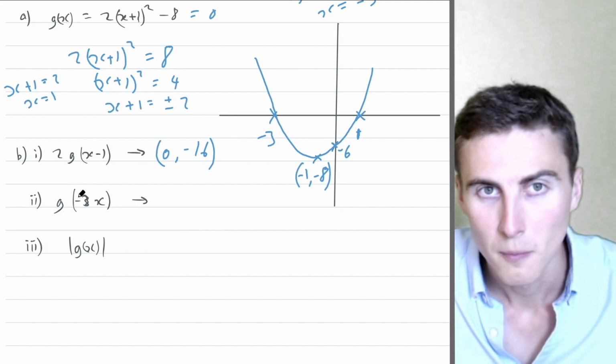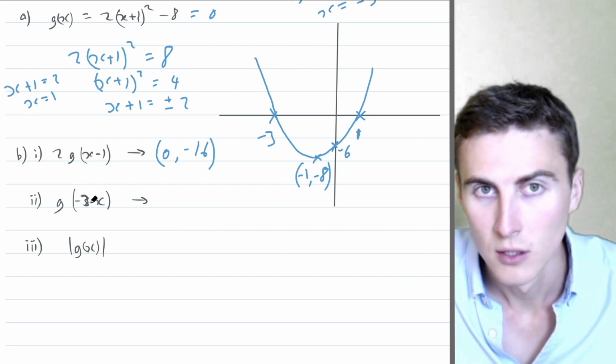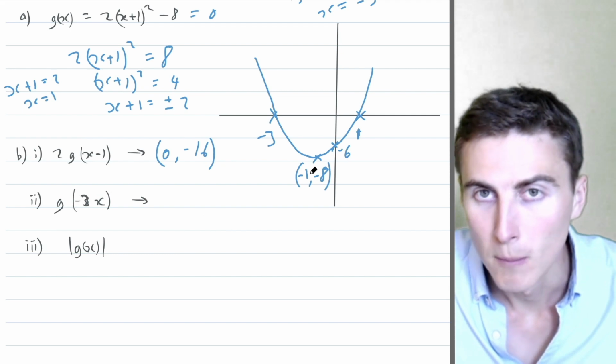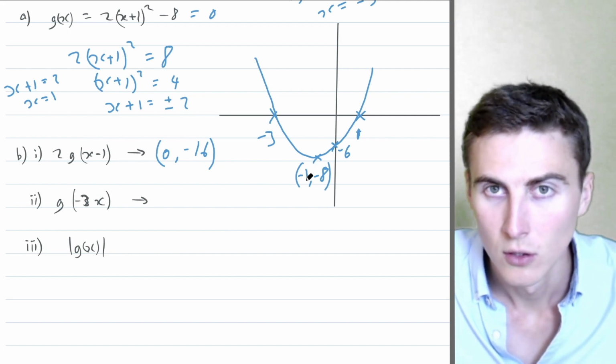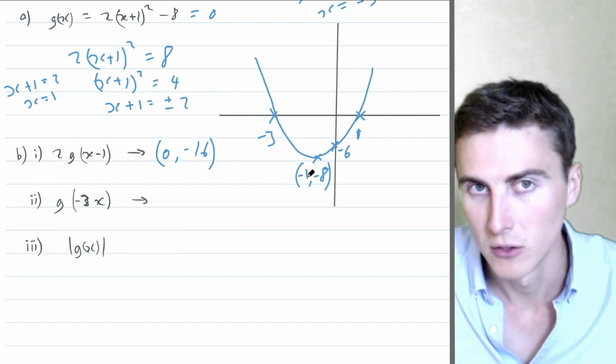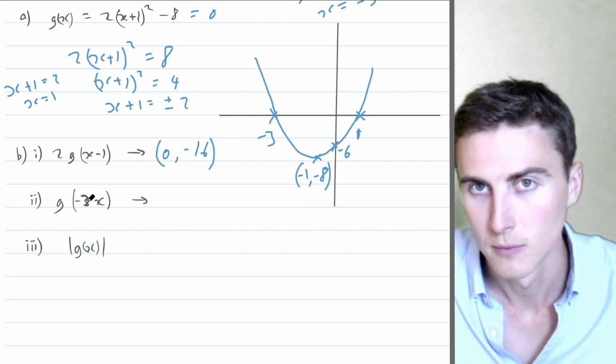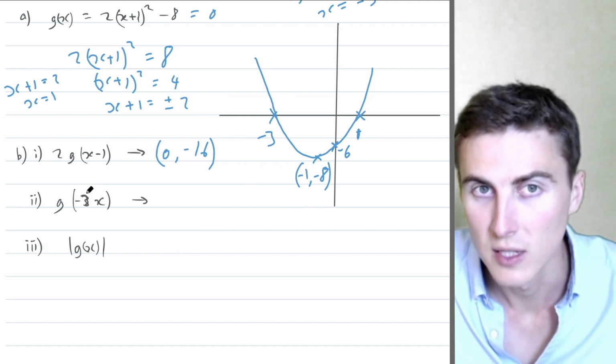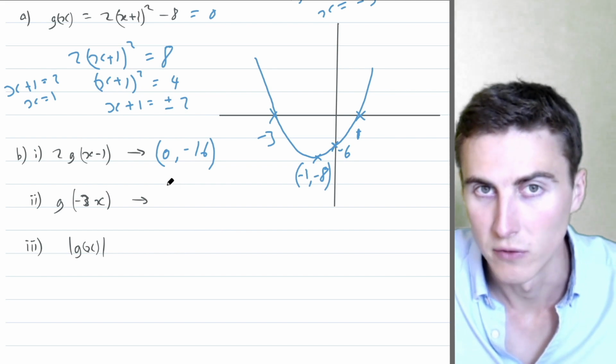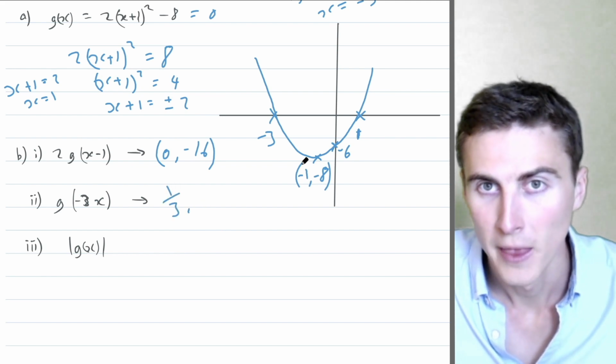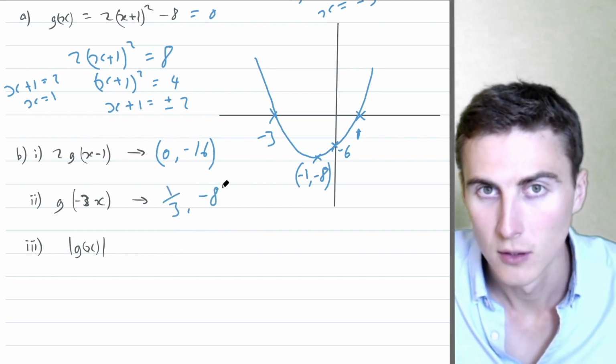Then for this next one, we have minus 3 in the brackets. So all that means is that we divide the x value by negative 3. So negative 1 divided by negative 3 is positive 1/3. But the y value would stay the same.